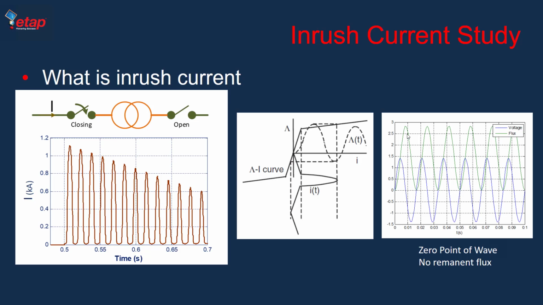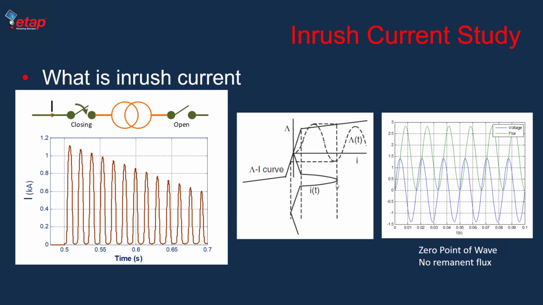But as a quick example, a transformer can absorb even up to 5-6 per unit of its nominal current during energization. Even though the other side is open and ideally you assume there won't be any current, it may absorb 6-7 per unit, depending on the characteristics of the transformer and when we connect it. This is a case that shows what happens when we have no remnant flux and we are closing at the 0 point on the wave. As you see, as the voltage goes through starting from 0, we are integrating that, and flux can go up to 2 per unit RMS.